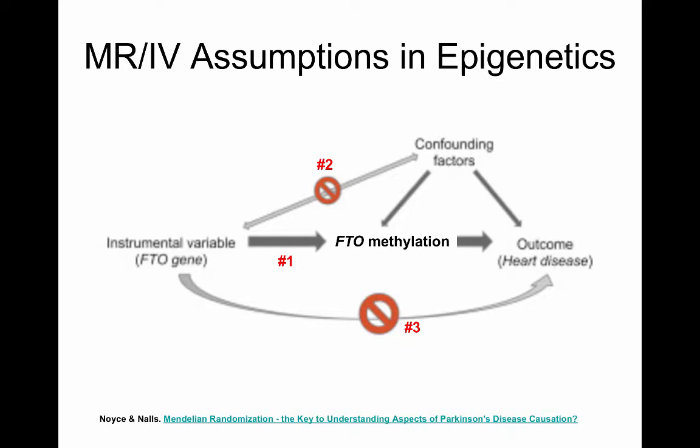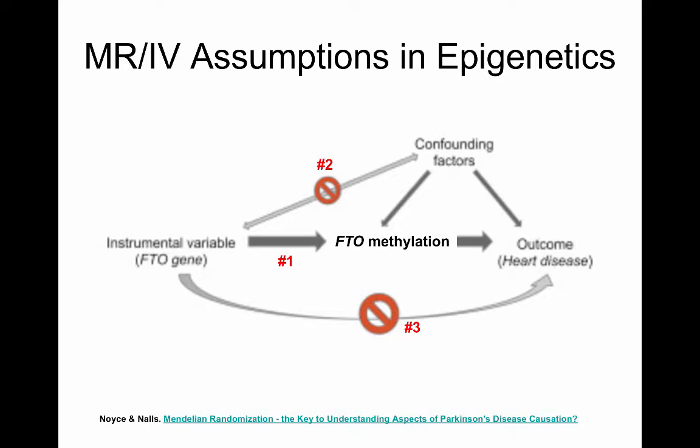We still have to ensure that number one, our genetic instrument is strongly associated with the methylation marker. Our instrument in this case would be an MeQTL SNP in the FTO gene, hopefully something near our CpG of interest, but not in the probe itself, or it could be multiple such SNPs, and we can test that association easily using regression-based methods.